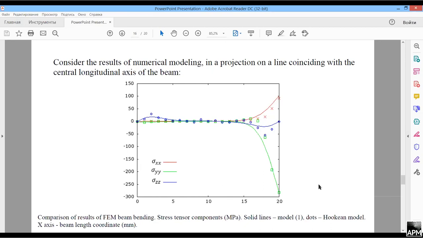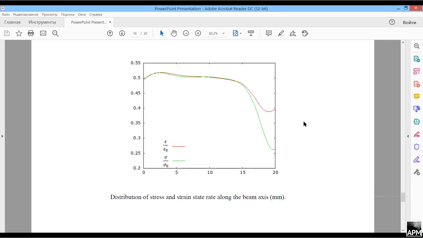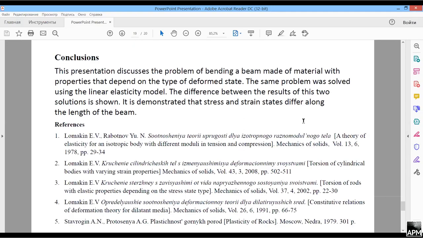beam bending. Here on the screen, we can see the results for stress tensor components in a projection on a line coinciding with the central longitudinal axis of the beam. On the next screen, we can see the results for the stress tensor components for the same model. And we also calculated the distribution of the stress and strain state rate along the beam axis. And I'm afraid that's all.